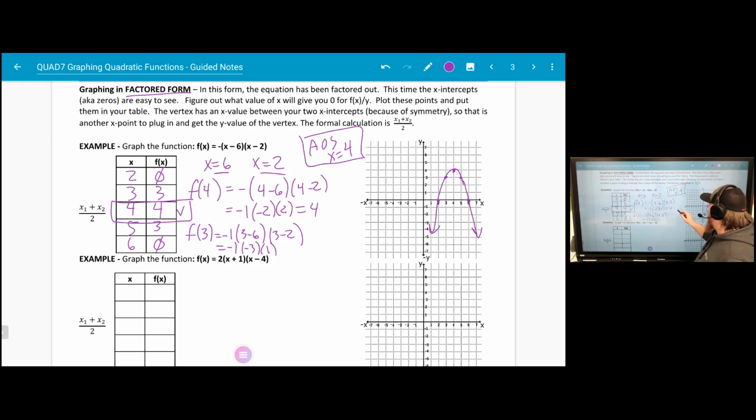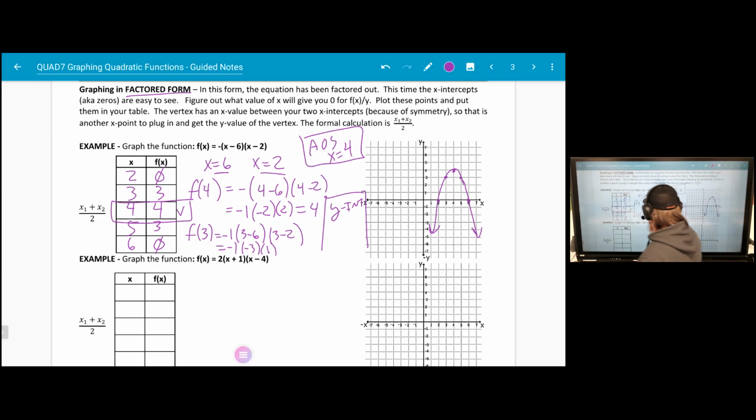I don't have my y-intercept. My y-intercept, again, that's when, what value do we know on the y-axis? x is 0. So plug in 0 for x. This is like -1 times -6 times -2, because if I plug in 0 for each of those, that's what I get. -1 times -6 is +6. 6 times -2 is -12.